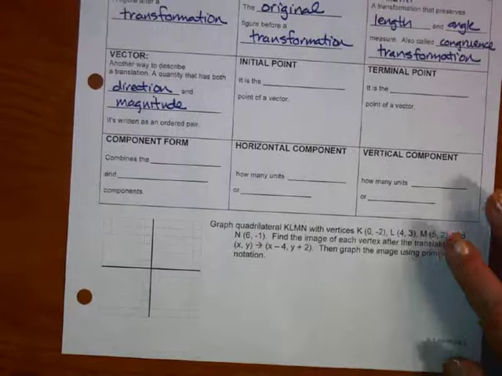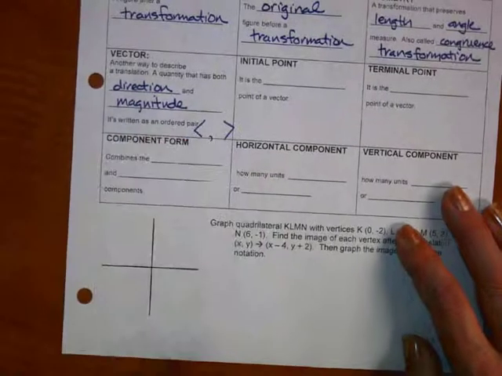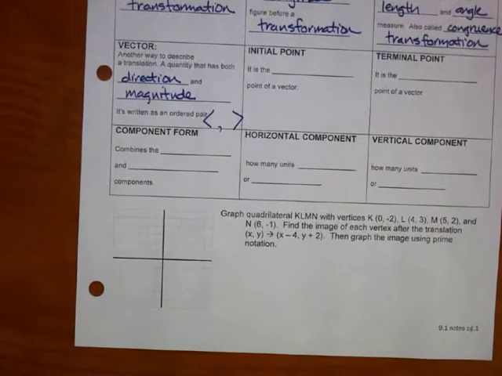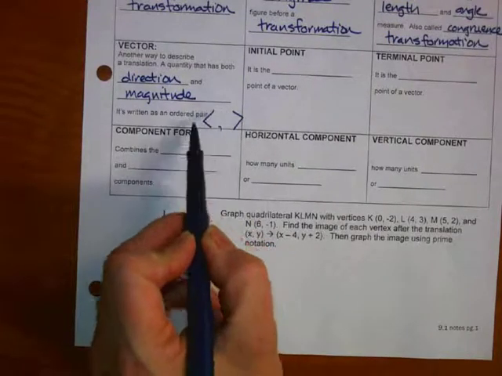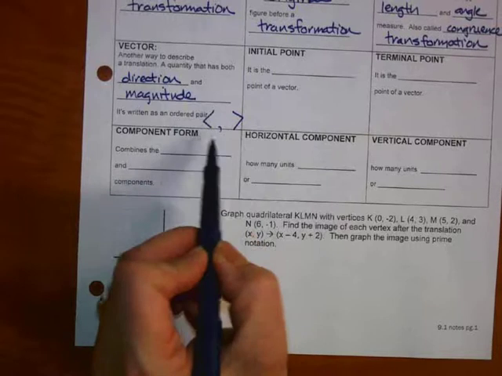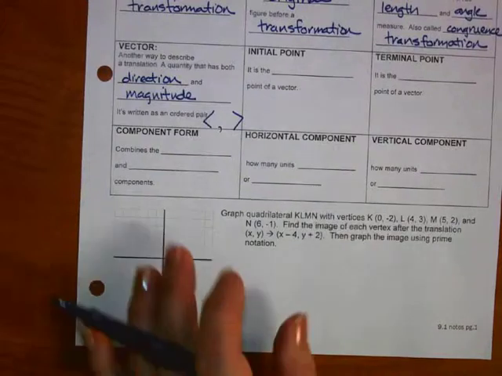It's written as an ordered pair. That is so funny. Okay, now ladies and gentlemen. It's written as an ordered pair, but instead of using parentheses, you use these like sideway V's. Sideway V's for vector. That's kind of how you do it. Okay? Oh my gosh. I love this.